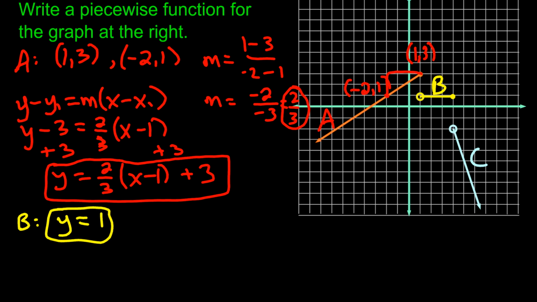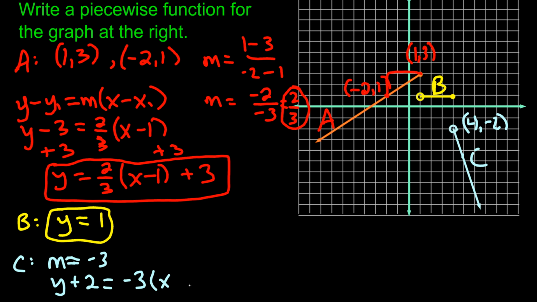And then part C is going to take a little bit of work. For C, I noticed that my slope is going to be over 1 down 3. So my slope is going to be -3. So m equals -3. And then I can write my equation. It's going to be y minus, and then let's see, this point where it starts is over 4 down 2. So y plus 2 equals the slope, -3, and then x minus 4.